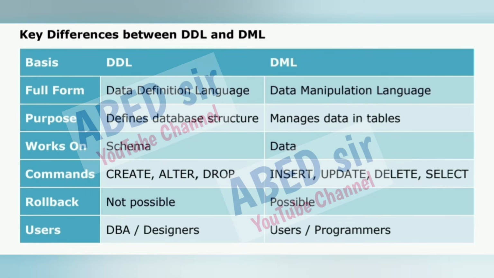Key differences between DDL and DML. Basis: DDL, DML. Full form: Data Definition Language, Data Manipulation Language. Purpose: defines database structure, manages data in tables. Works on: schema, data. Commands: create, alter, drop; insert, update, delete, select. Rollback: not possible, possible. Users: DBA and designers, programmers.